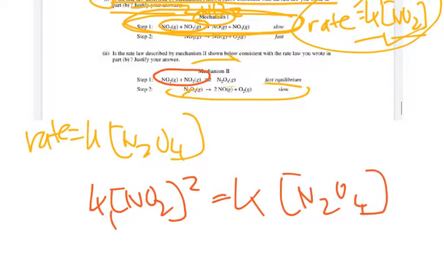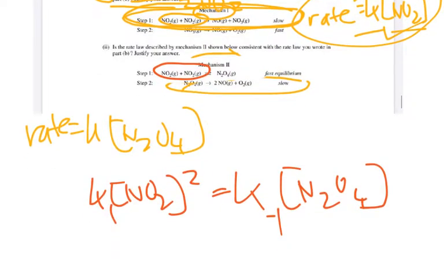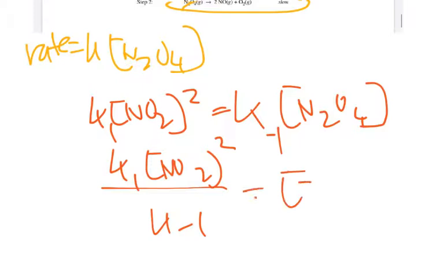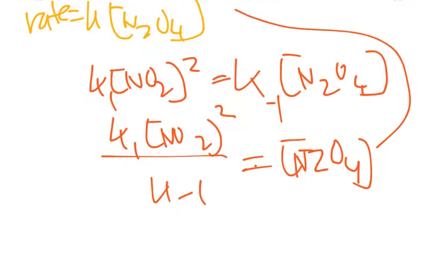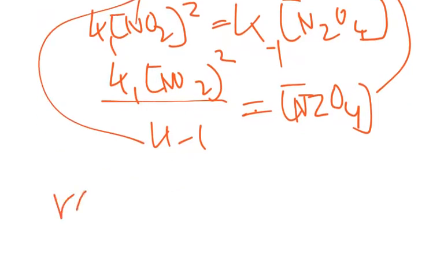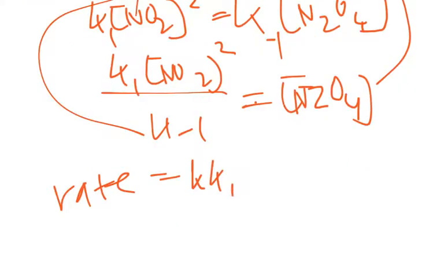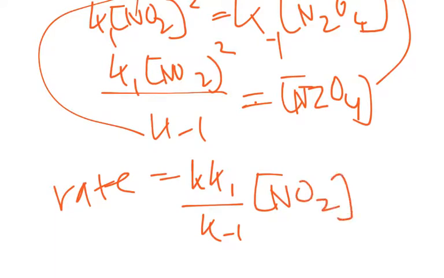So I could label K1 and K negative 1, but in this problem, it seems like they don't want you to label the K, they want you to just write K. So let's just do that at the end. So doing some math, K1 times the concentration of NO2 squared over K negative 1 is equal to the concentration of N2O4. And we can substitute that straight in there, and we get that the rate law for this reaction is equal to K times K1 over K negative 1 times the concentration of nitrogen dioxide squared.